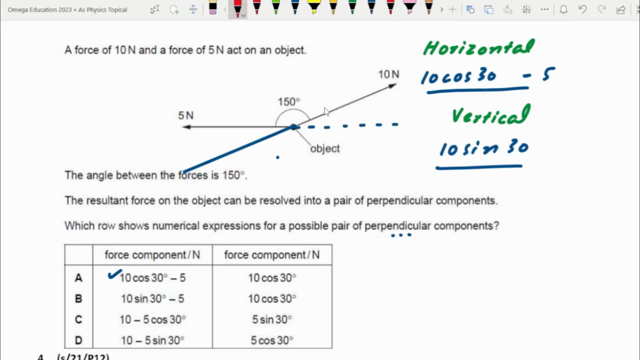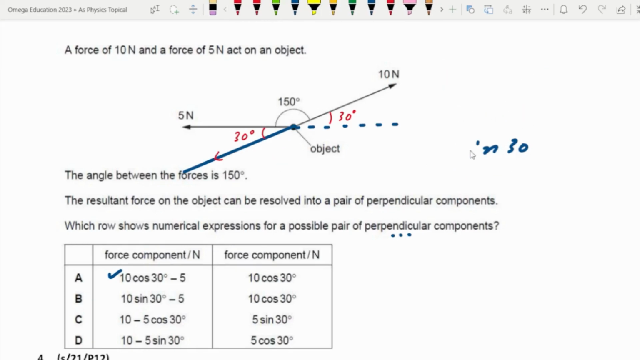And then we know that this angle was 30, so this angle would also be 30. How do we know? Vertically opposite angles. First, we're going to find the overall force in this direction.